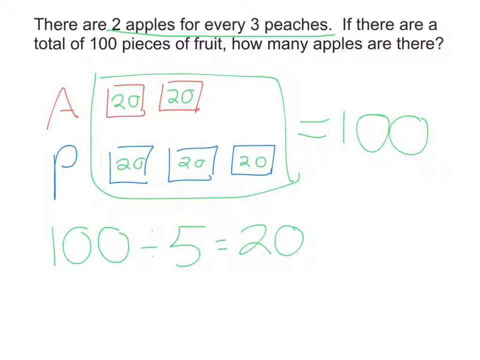Then using that, we can figure out that there's 40 apples. We're just adding these together: 20 plus 20 is 40. And the peaches: 20 peaches plus 20 peaches plus 20 peaches equals 60 peaches. And if we have 40 apples and 60 peaches, 40 plus 60 is 100 pieces of fruit.